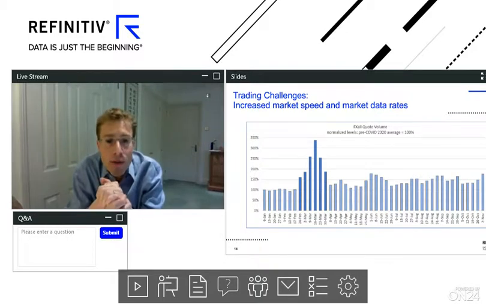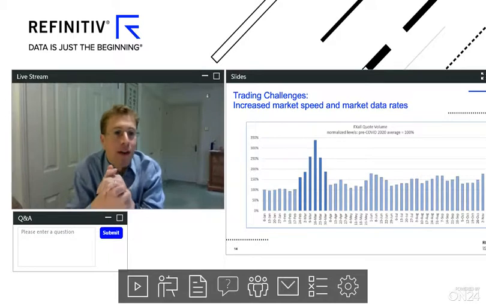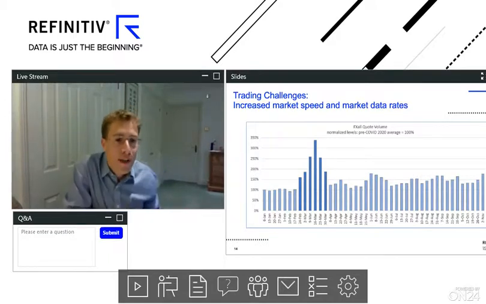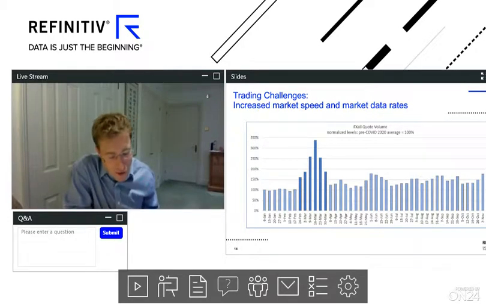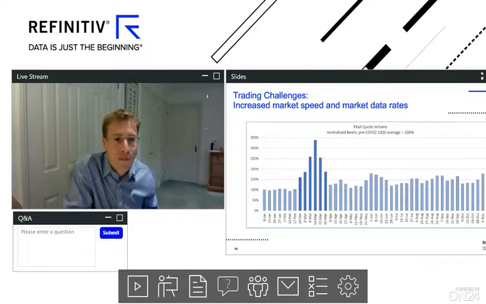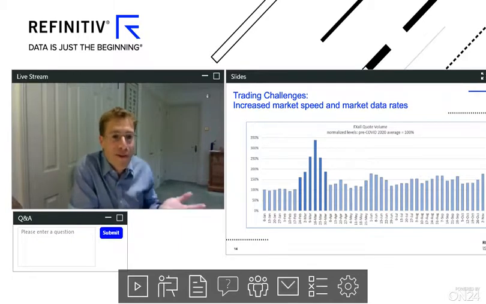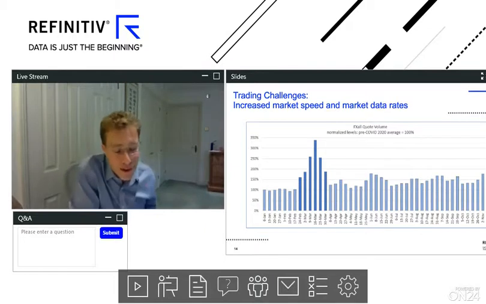That number goes up to nearly 350%. That means banks were quoting 3 to 4 times faster in the peak of the crisis than they had been just a few weeks ago. If you're a customer running an e-trading system, you're now receiving 3 to 4 times as many quotes as you were. And remember, you were probably doing that not on the PC that your company had provided and tested for you, but whatever computer you happen to have in your home at the point lockdown started. 3 to 4 times as much data to process.